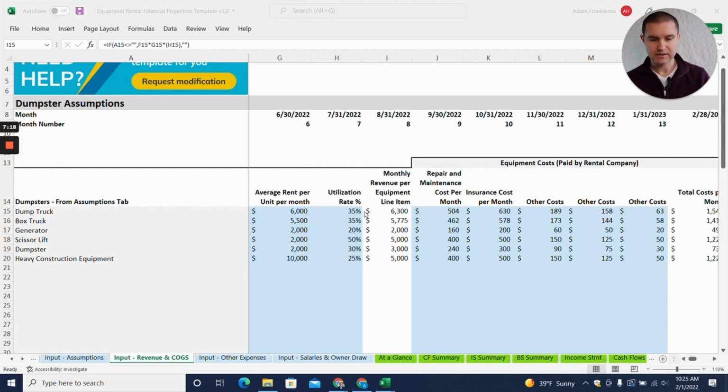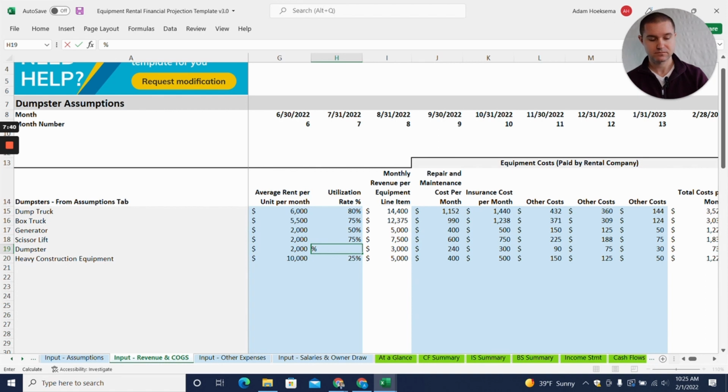So what I'm going to do is just adjust some of these utilization rates because we need to be able to have these rented out more than 35% of the time. So let's just say these are actually rented 80% for the dump trucks, 75% for the box trucks, maybe our generators 50% of the time, scissor lift 75%, dumpster 65%, and our heavy construction equipment 75%. Okay, so that will then calculate your monthly revenue per equipment line item.